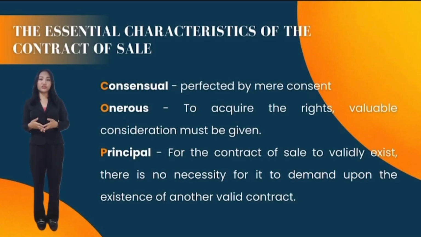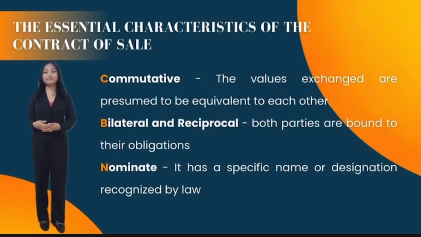Secondly, the contract is onerous. This means that each party must give something of value. The seller transfers ownership of the object and in return, the buyer provides payment. There is therefore an exchange of valuable consideration between the parties. Third, the contract of sale is principal. This means that it does not depend on any other contract for its validity. It is complete and effective on its own, unlike accessory contracts that rely on the existence of a principal agreement.